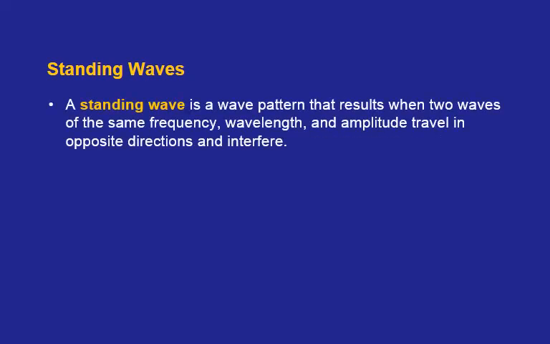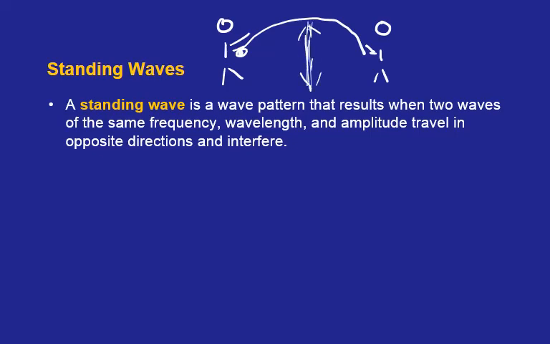Okay, so a standing wave happens when you have two waves of the same frequency, wavelength, and amplitude going in opposite directions and interfering. What we'll demonstrate is two people holding a long spring and then making it go. Let's say the middle is going up and down, up, down, up, down, like that. That would be an example of a standing wave.